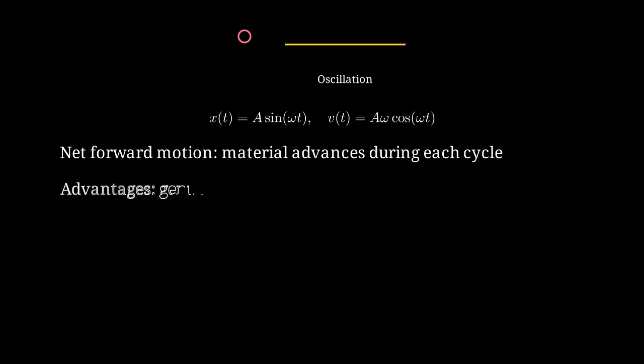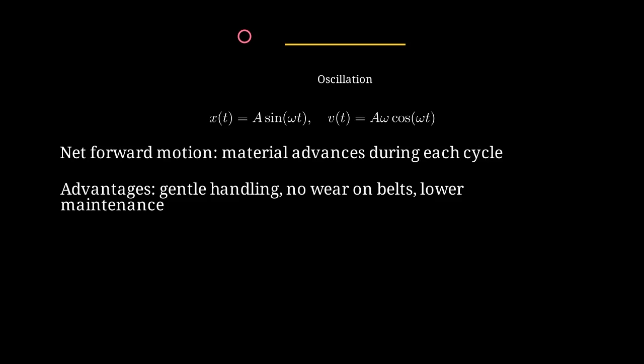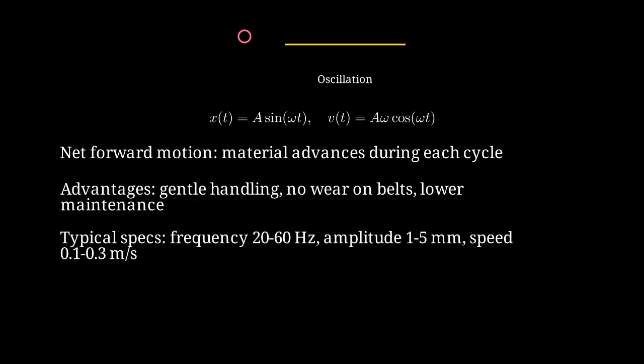Advantages include gentle handling of fragile materials, no wear on belts since there are none, and significantly lower maintenance. Typical specifications include frequency of 20 to 60 Hz, amplitude of 1 to 5 millimeters, and effective speed of 0.1 to 0.3 meters per second.